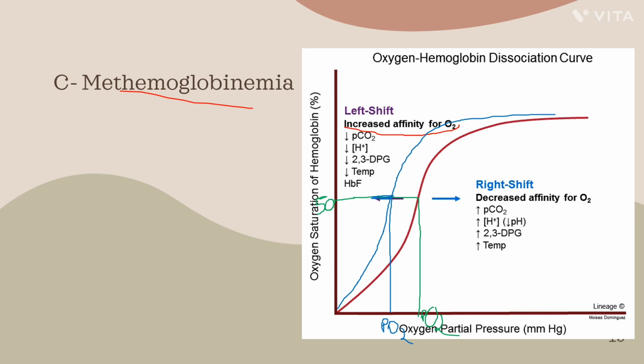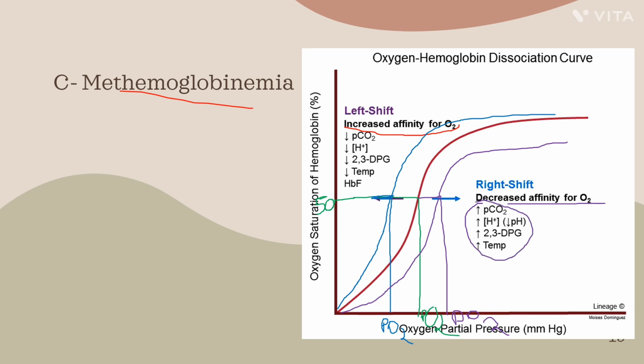We'll see what happens in a right shift. See, this is what happens in a right shift. The curve is shifted to the right. That means for 50% oxygen saturation, which is falling here, we need to have a higher PO2. So the affinity of hemoglobin for oxygen binding is reduced. So there is increased delivery of oxygen to the tissues. Okay, so we'll see what are the cases where you remember either of these.